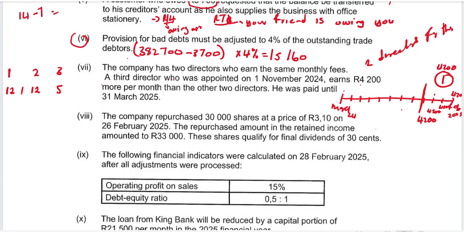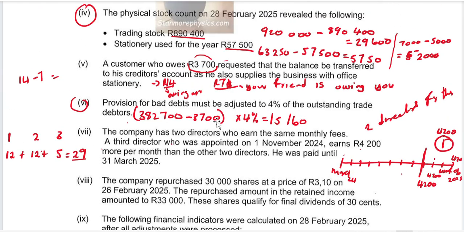So when we add the months, 12 plus 12 is 24, 24 plus 5 gives us 29. Do you get me? So 29. But before dividing with this 29, let's go and check our director's fee.